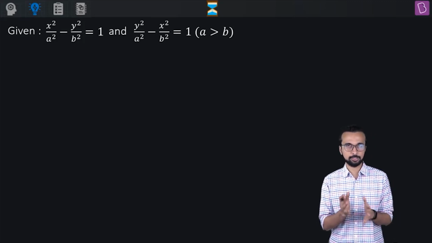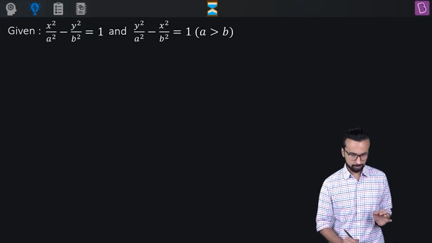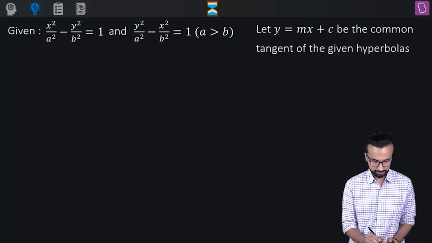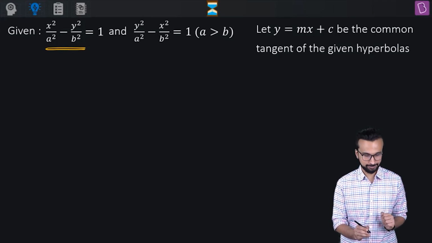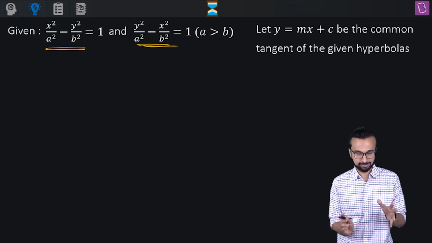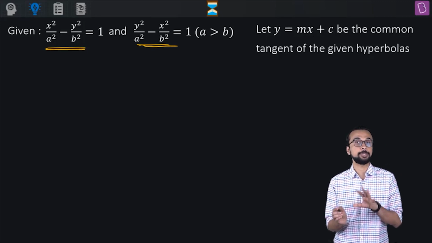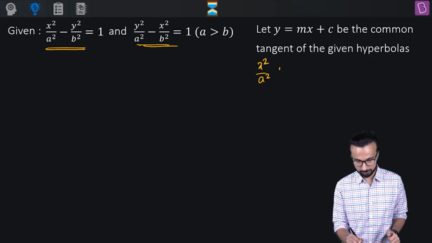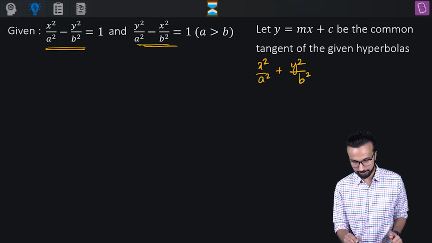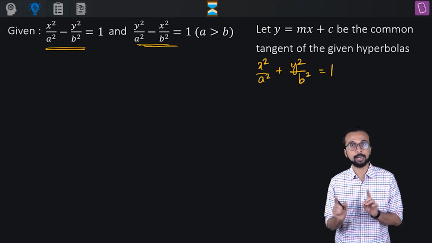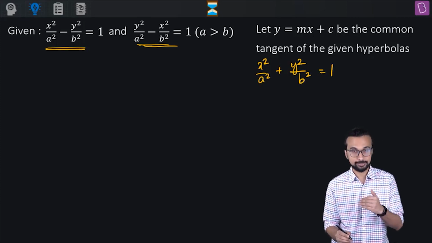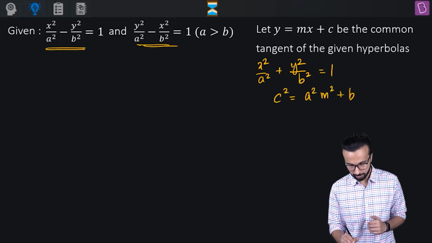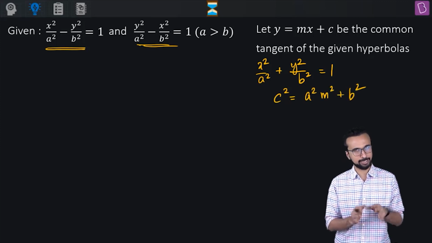Since we're looking for the equation of the common tangent, I'll simply call it y equal to mx plus c. For the first one, what will the condition be? To find the conditions, we'll compare with what happens with respect to an ellipse. For an ellipse, x square by a square plus y square by b square equal to 1, the condition for tangency would be c square equal to a square m square plus b square.